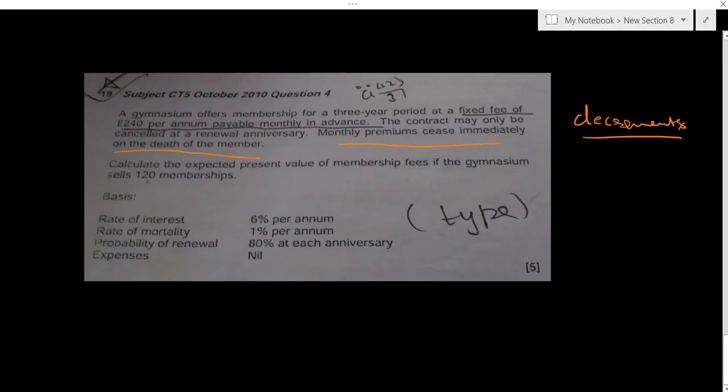Calculate the EPV of the membership fees if the gymnasium sells 120 memberships. So let's make a diagram and try to find out what's happening here. We are receiving a certain amount of membership fees. This is the timeline. We're receiving a certain amount of membership fee over 3 years. Time 0, time 1, time 2, time 3. So these are basically the times.